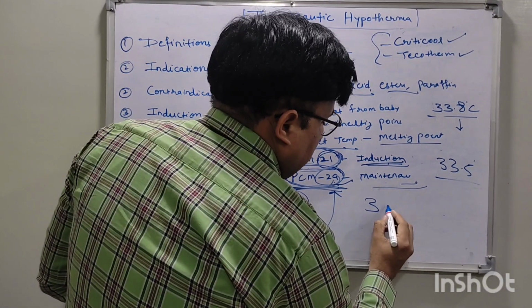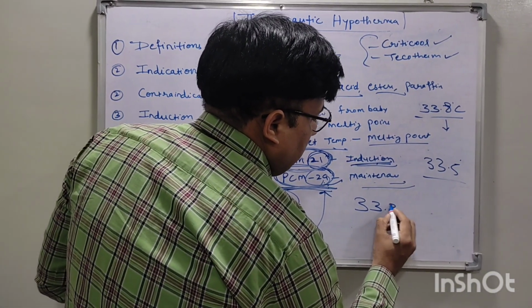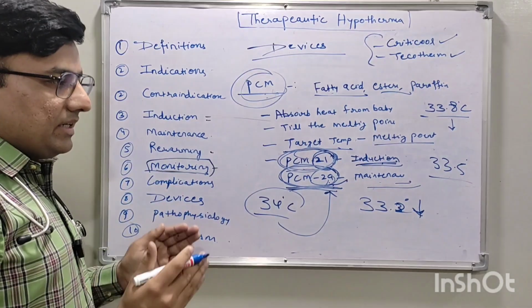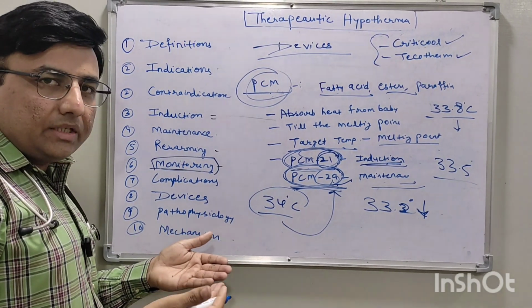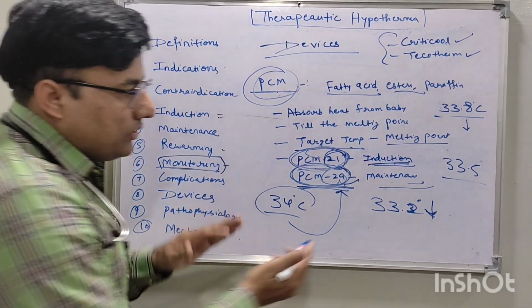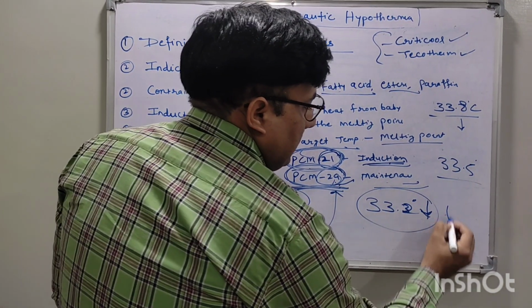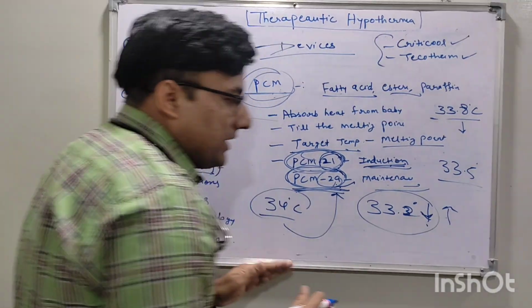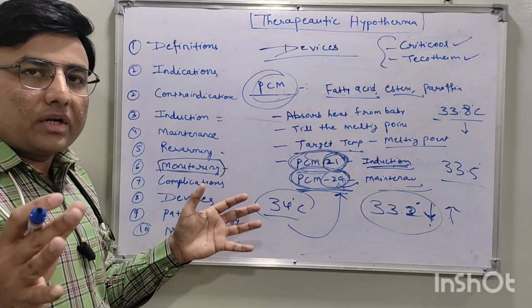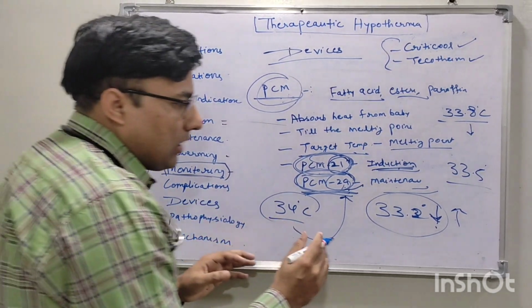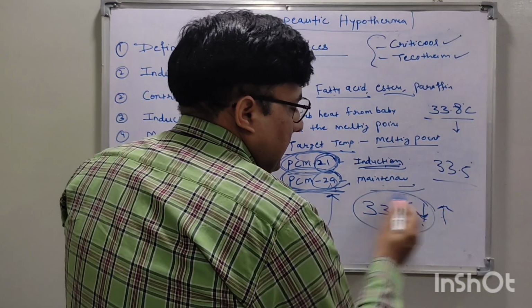If the temperature is going down below 33.2 degrees Celsius, then we can keep a cloth sheet between the baby and the PCM material. In that condition, the baby's temperature will increase slightly. If the temperature is still down, then we can switch on the warmer in manual mode at 10 to 20% of heater output to increase the temperature.